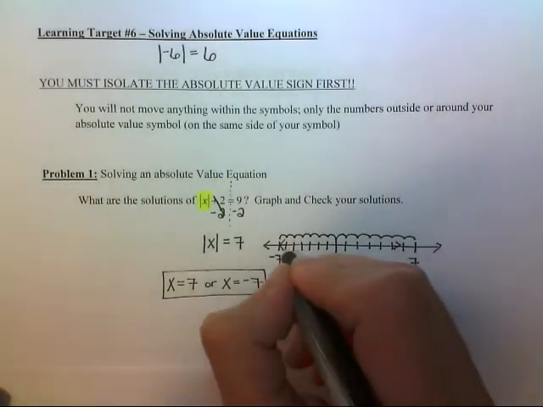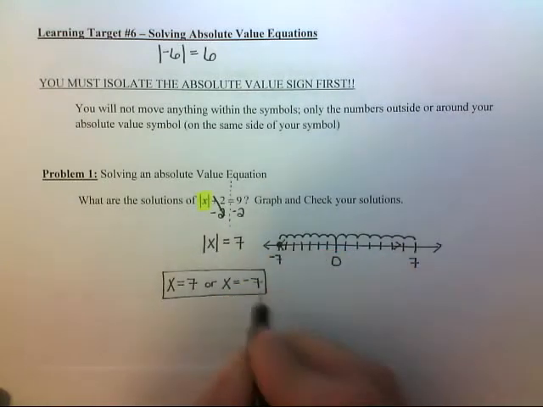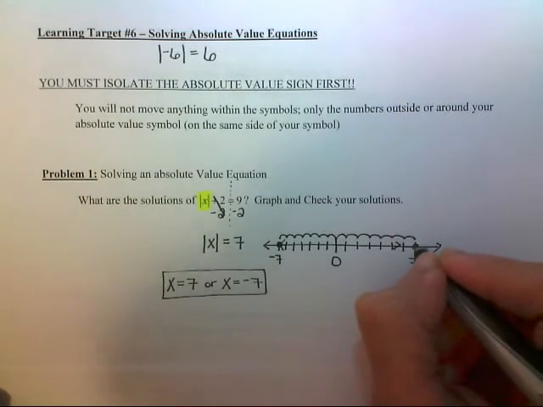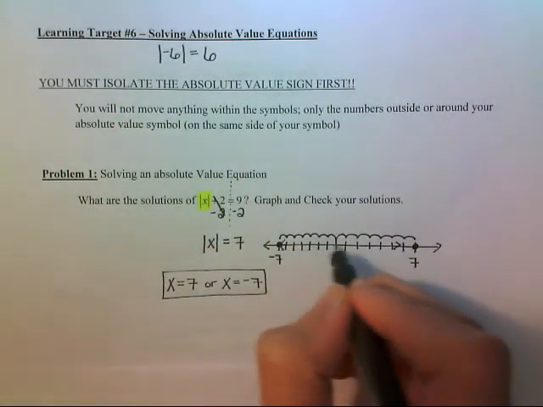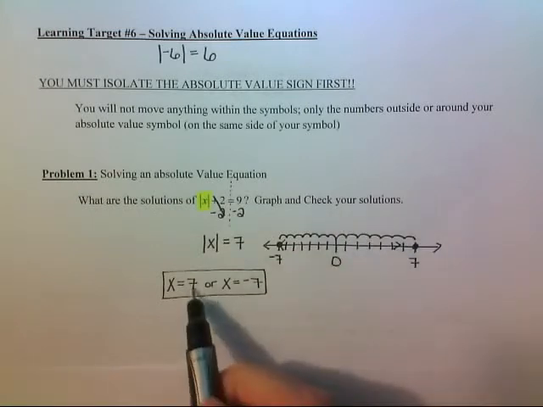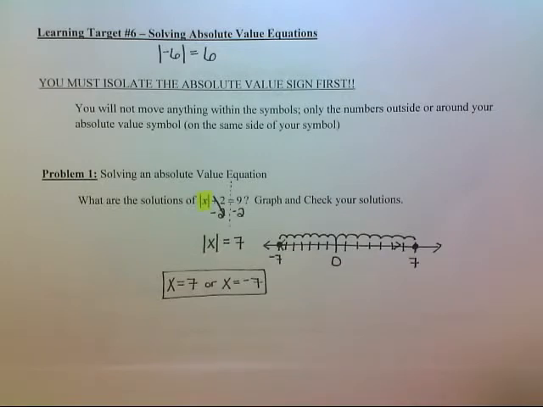with absolute value equations. Now, if you're asked to graph, I'm just going to put a dot at negative 7, and I'm going to put a dot at 7. I don't shade anything. I don't shade from negative 7 to 0 or anything like that. Those are the only two answers. So I only have two dots on my number line.